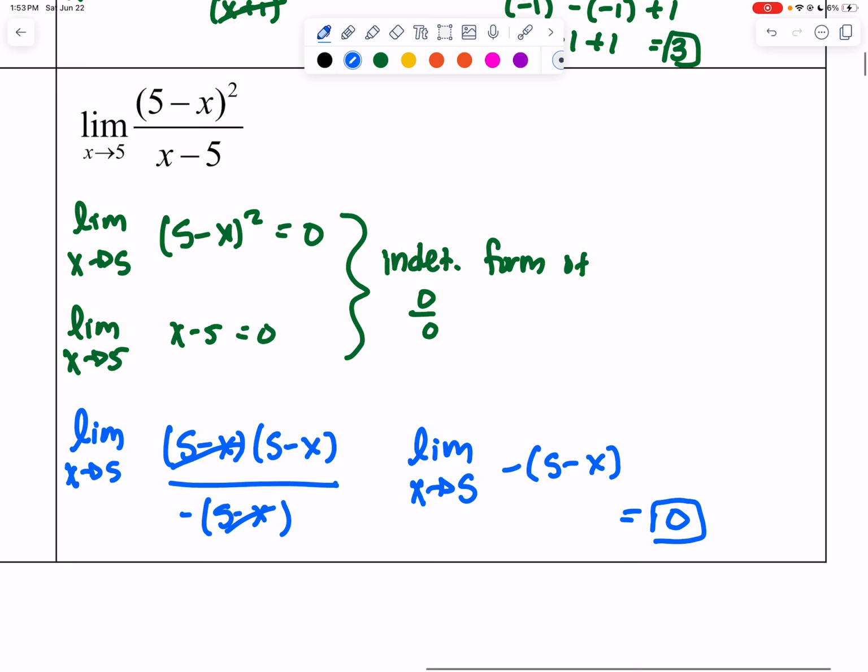Now right here, it is okay to have a number as an answer because this isn't an indeterminate form. This is just me direct substituting and getting an answer, not 0 over 0. So there is a difference between a number answer here and 0 over 0 here.